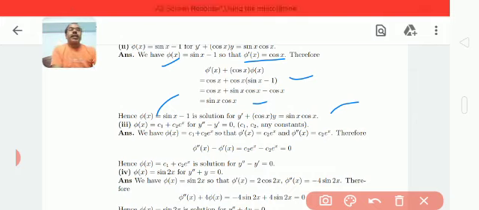Now in the third example, we have the function phi of x, which is given like this: c1 plus c2 into e to the power x, where c1 and c2 are arbitrary constants. And we have to verify that this is the solution of this second order differential equation, which is homogeneous, because here the right hand side is 0.